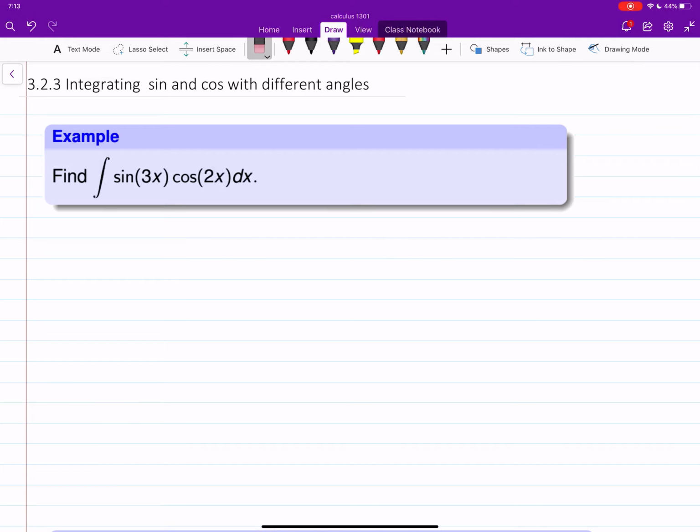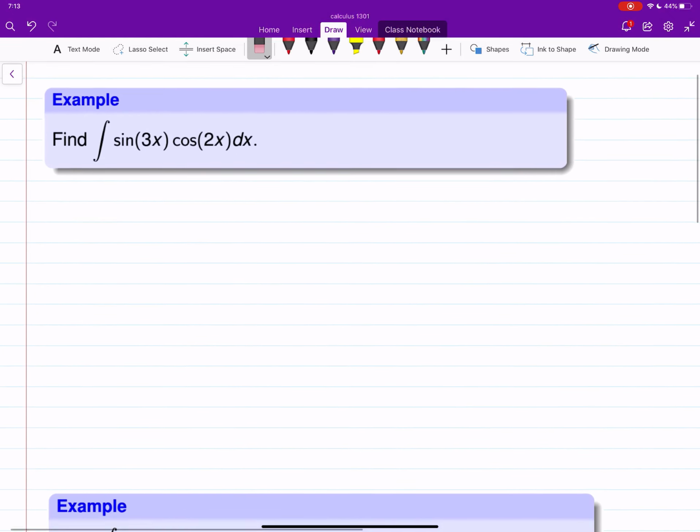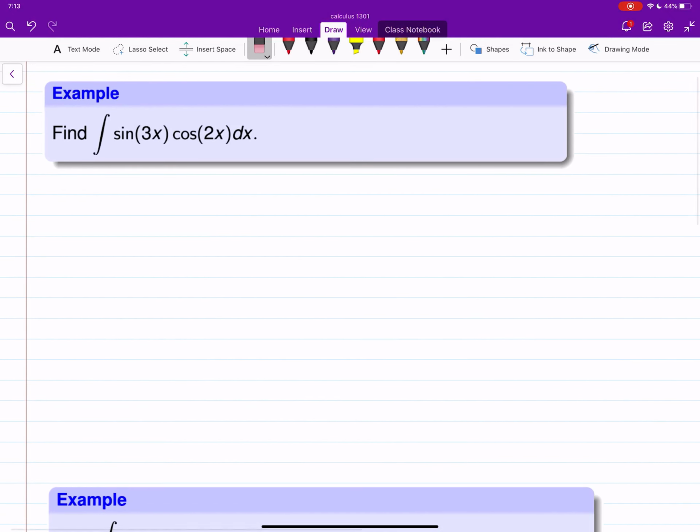Hello everyone. In this video, we will learn how to find the integral of products of sine and cosine when they have different angles. Okay, let's see these through some examples. The first example is sine of 3x times cosine of 2x.